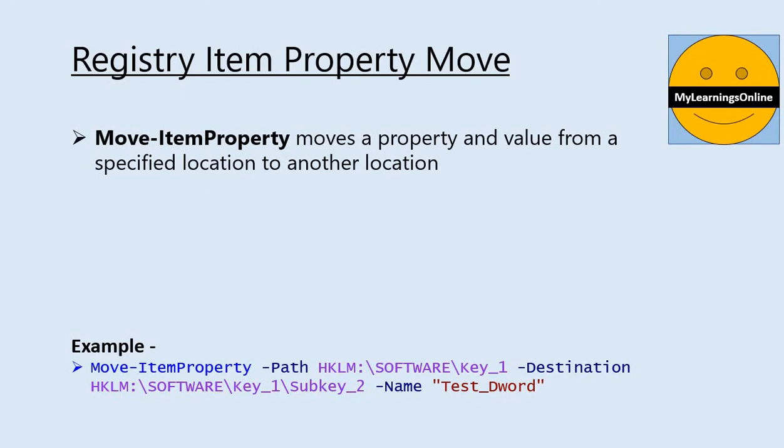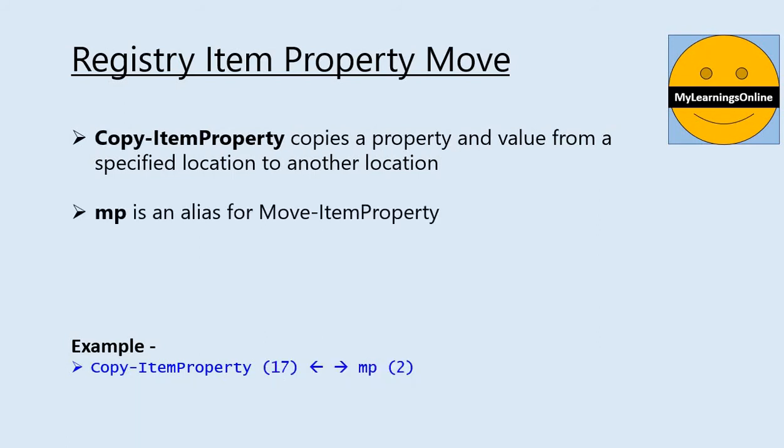Move-ItemProperty is a command that moves a property and its value from a specified location to another location. In the example, we can see the use of this command. MP is an alias for this command.